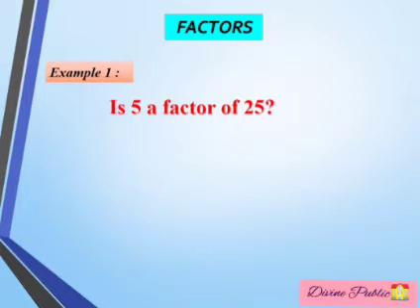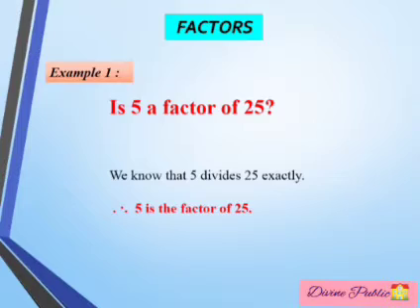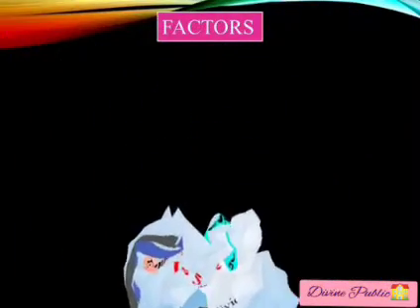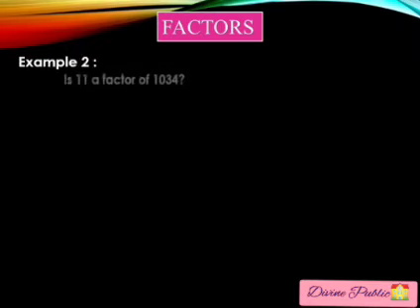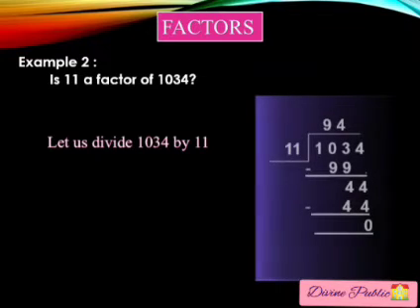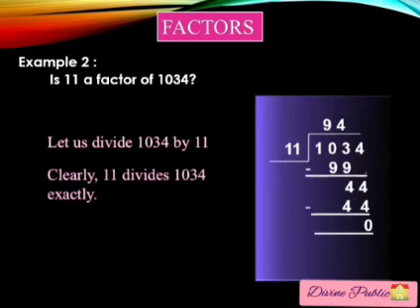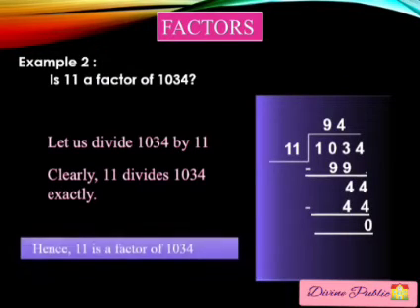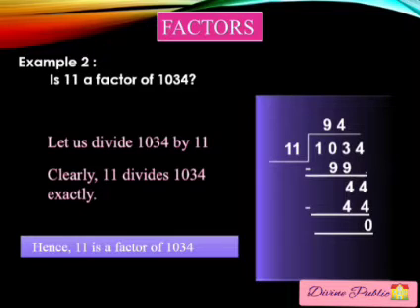Is 5 a factor of 25? We know that 5 divides 25 exactly. Therefore, 5 is the factor of 25. Let us see example 2. Is 11 a factor of 1034? Firstly, we will divide 1034 by 11. In this division, you can see clearly 11 divides 1034 exactly. Means 11 is the factor of 1034.